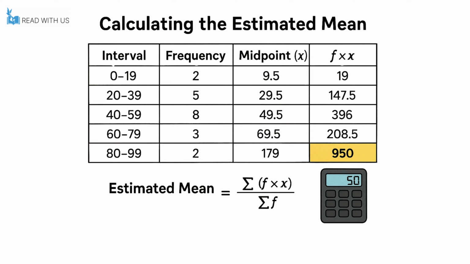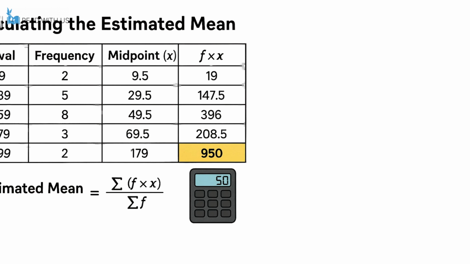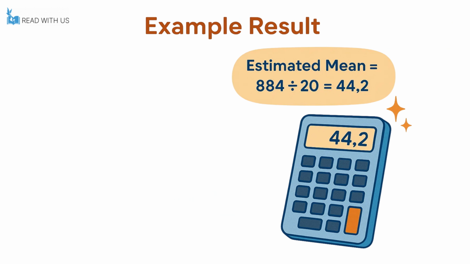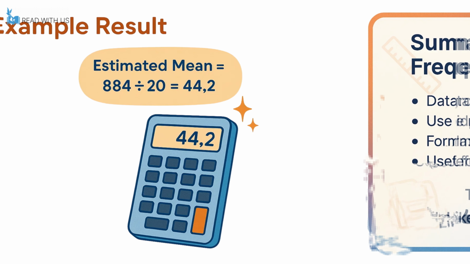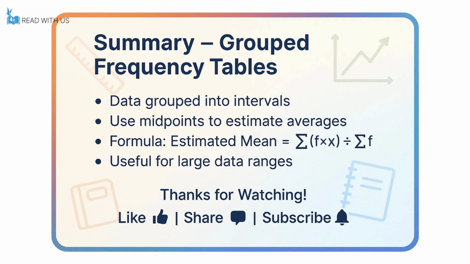The total frequency is 2 plus 5 plus 8 plus 3 plus 2 equals 20. The estimated mean is 884 divided by 20 equals 44.2. So the estimated mean test score is about 44.2. Grouped frequency tables give a good estimate of the average when the data is spread across wide intervals.